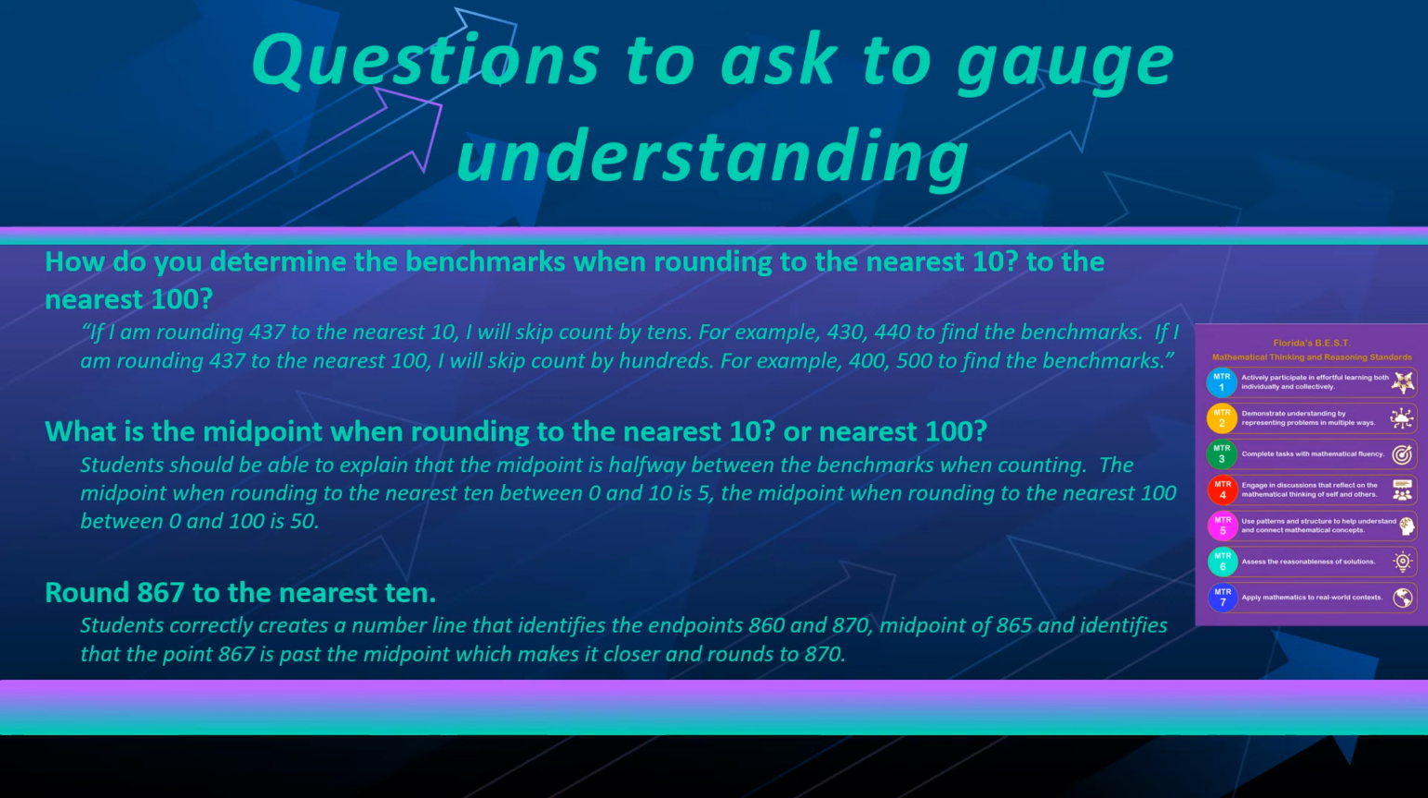Here are some questions you could ask students to gauge their understanding of rounding as you're visiting classrooms. Our questions are focused on understanding place value and how it relates to rounding. For example, how do you determine the benchmarks when rounding to the nearest 10 or to the nearest 100? We could also ask students about the midpoint when they're rounding, or ask them to round a number for you and look for them to be explaining with a number line. These questions would help students show MTR 4 as well as MTR 5.